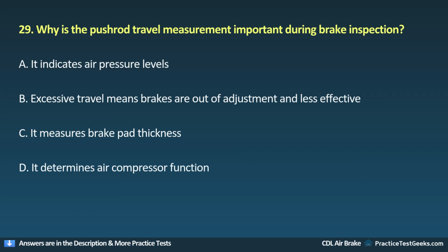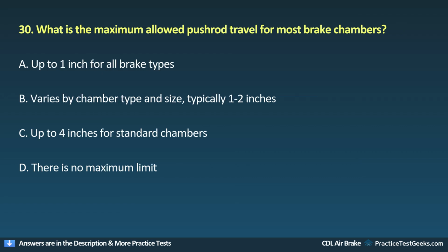29. Why is the pushrod travel measurement important during brake inspection? A. It indicates air pressure levels. B. Excessive travel means brakes are out of adjustment and less effective. C. It measures brake pad thickness. D. It determines air compressor function.